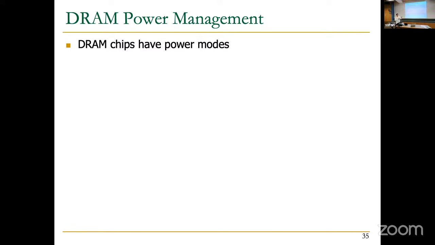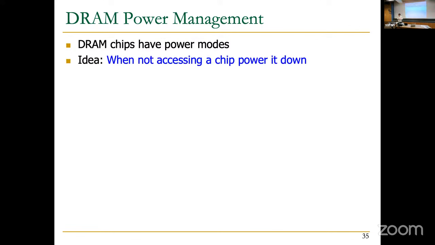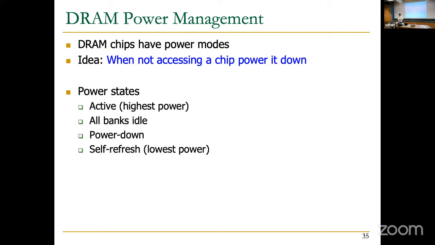And we'll look at power very briefly now. So we also have different power modes in our DRAM chips. And the key idea is we don't want to waste energy. So why not shut down the chip or power it off when we're not accessing it? So we have these power states. We have more power states in different interfaces, but this covers the important ones, I guess. We have the active state where we have the highest power consumption, and all banks idle, power down, and self-refresh.